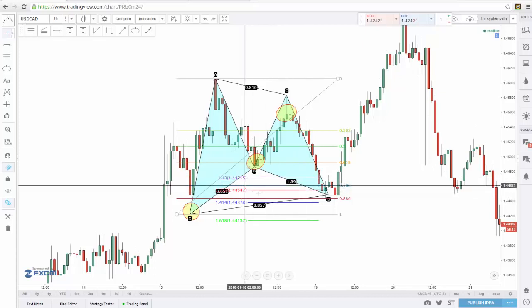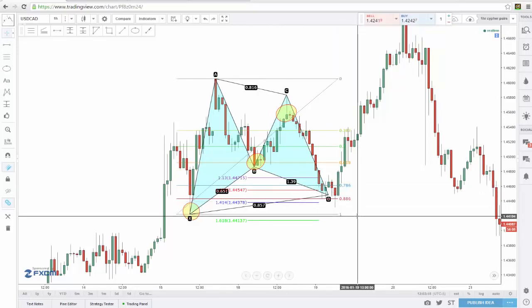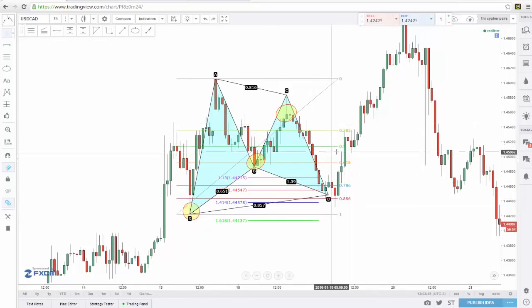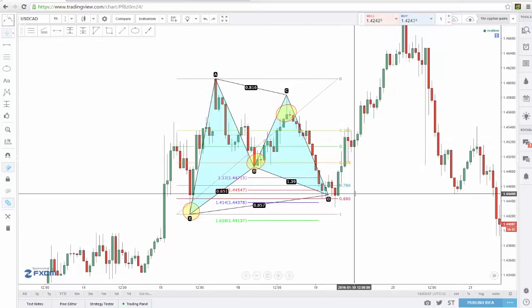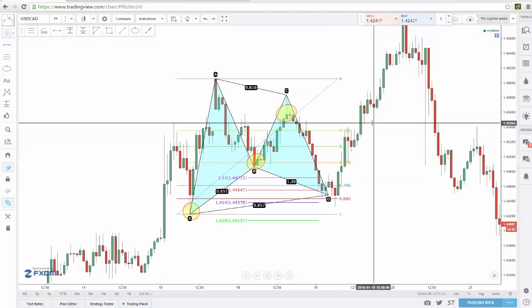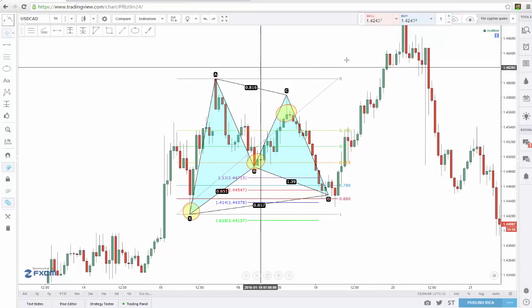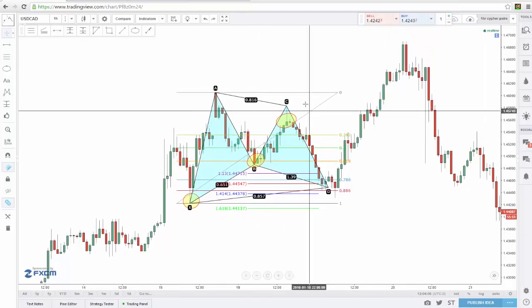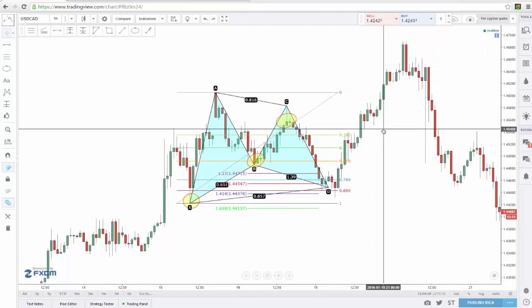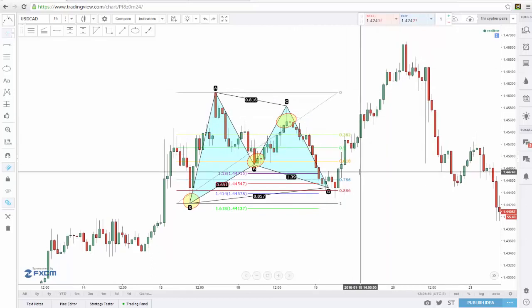So as you can see, we came down to our 786 here, and with very little pain, not even testing our X leg, shot up to hit targets. And on this specific trade, you could have taken targets at 382, 618, and probably an extension of X to A of 127. You could have taken 3 different targets here and still made a lot of money.